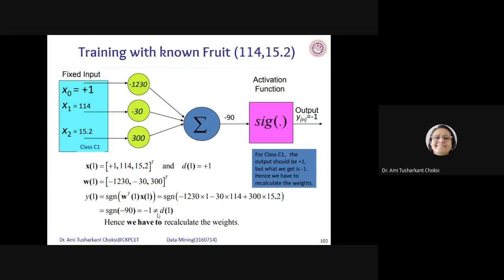And that will be class 2. But D1, the desired output, says it is plus 1. So this actual output and desired output are not the same, isn't it? So we need to recalculate the weights. We need to recalculate the weights.